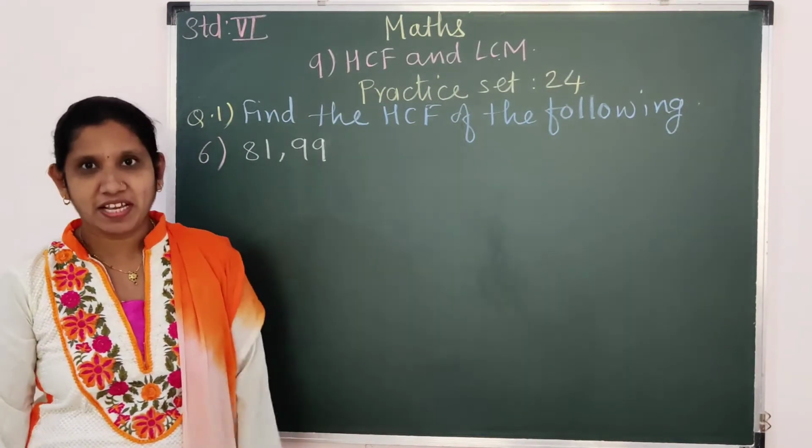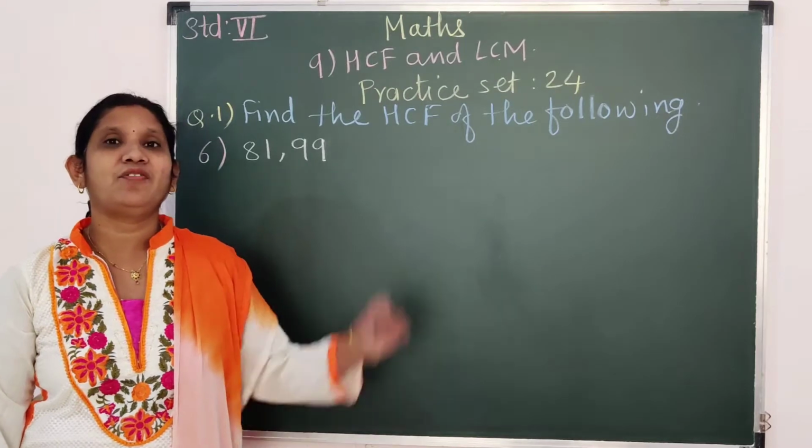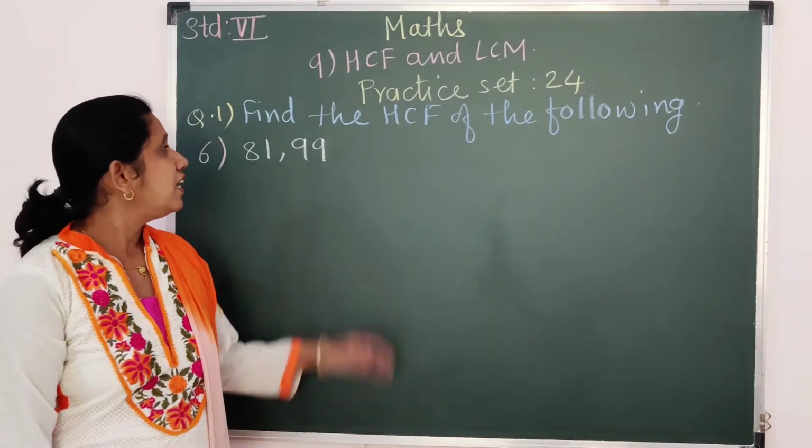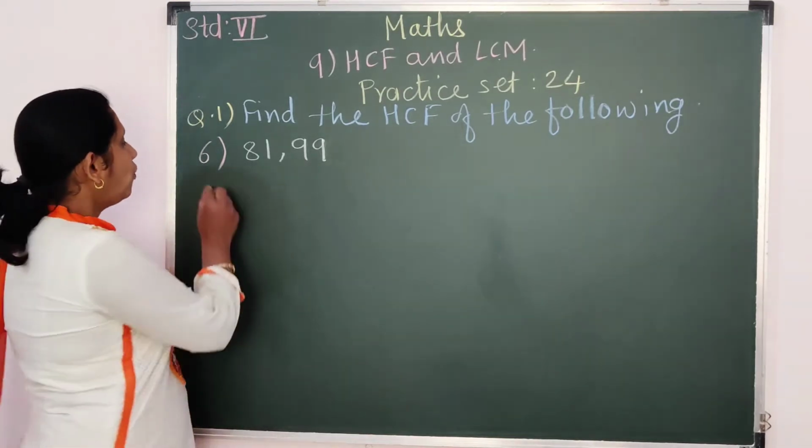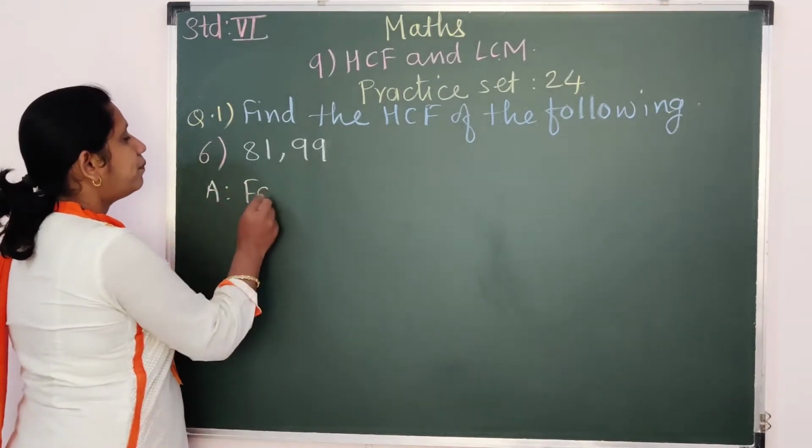In part 2 of lesson HCF and LCM in practice set 24, we have studied 5 examples of question 1. Now let us continue with example number 6. The numbers are given: 81 and 99. So what is our answer?